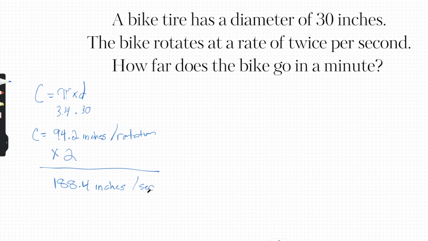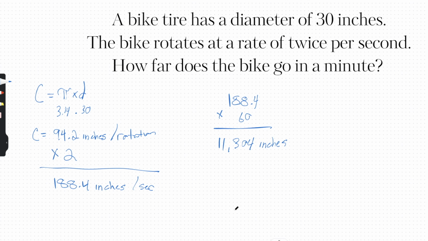Now we're not quite done yet because the question is how far does the bike go in a minute? Now we know that in a minute there's 60 seconds. So I need to do 188.4 times 60, and we're getting pretty close to our answer. When I do that, we get 11,304 inches. And if we wanted to, we could divide that by 12 to get the amount of feet.